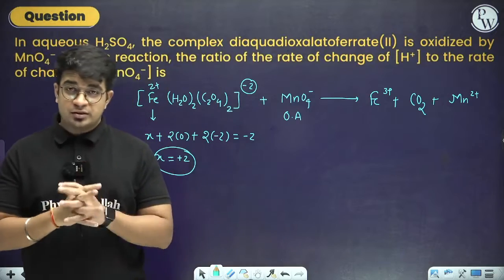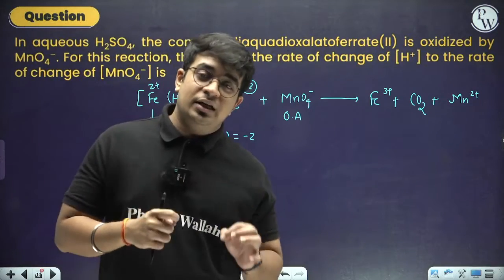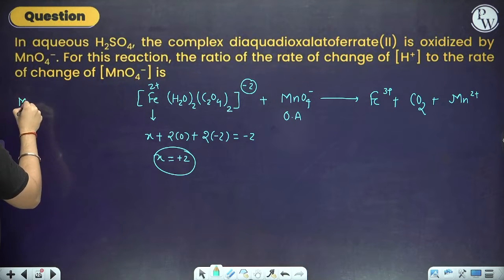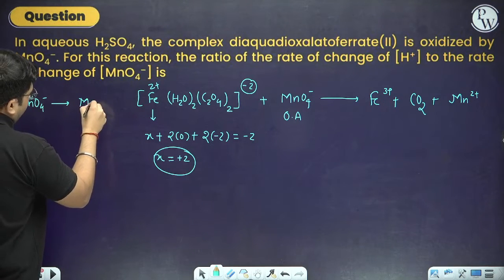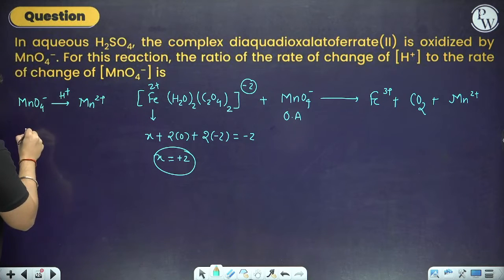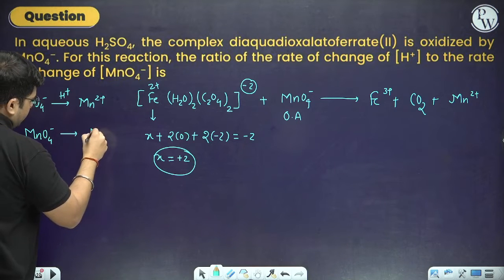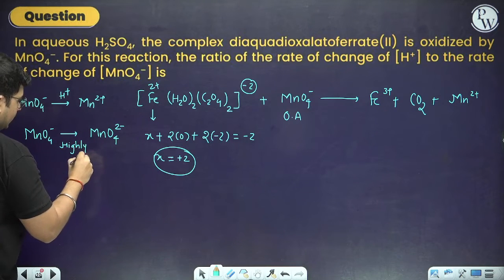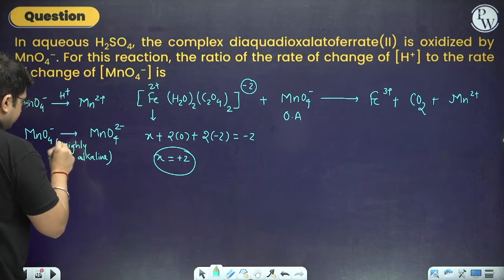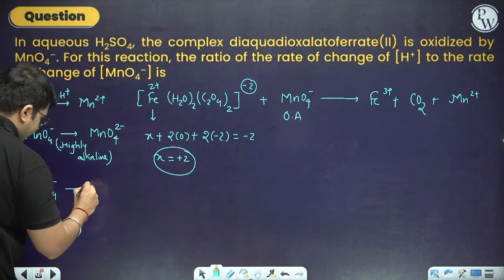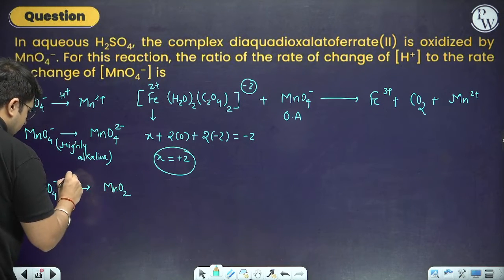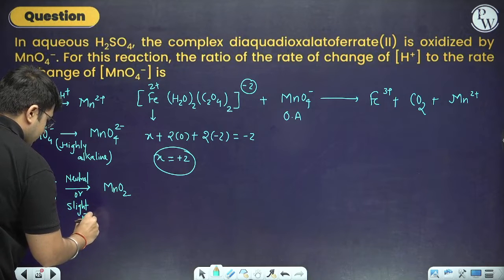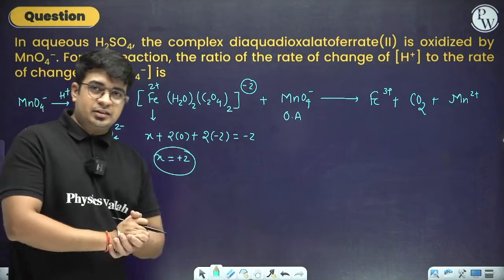So there are a few things you need to understand in the case of redox reactions. MnO4 negative can act as an oxidizing agent in acidic, basic as well as neutral medium. This MnO4 negative can be converted into Mn2 positive in acidic medium. It can be converted into MnO4 2 negative in highly alkaline medium, and it can be converted into MnO2 in neutral or slightly basic solution. Okay, so it can act as an oxidizing agent in different types of mediums.